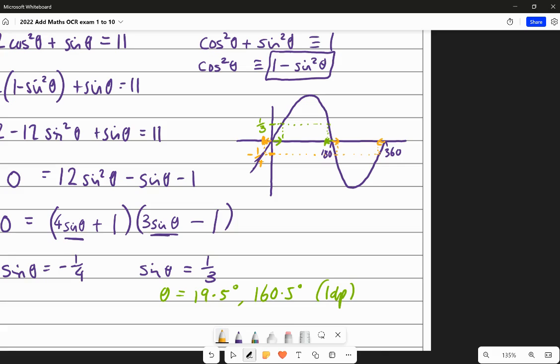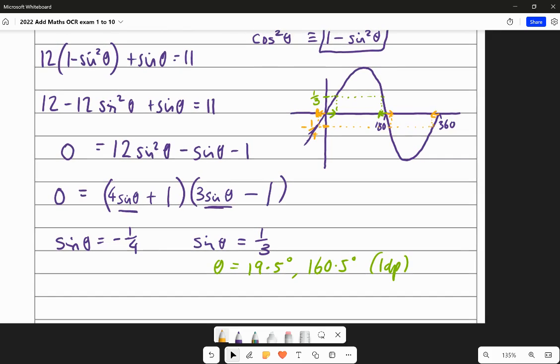And so all I need to do is do 180 plus 14.477 and 360 minus 14.477, and I've got my answers. So theta is 194.5 to 1 decimal place and 345.5 to 1 decimal place. And those are my 4 solutions. So let's have a look at the mark scheme.